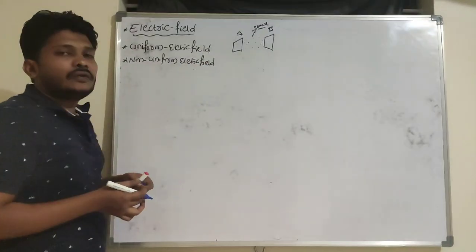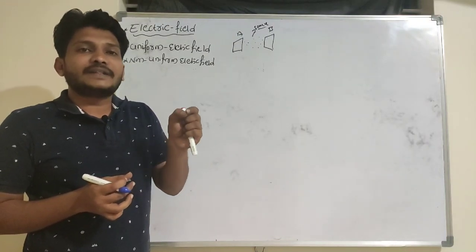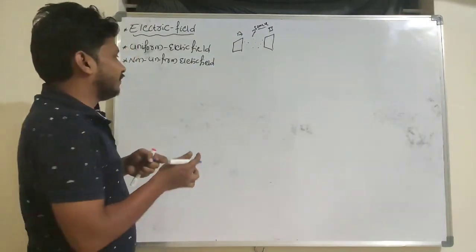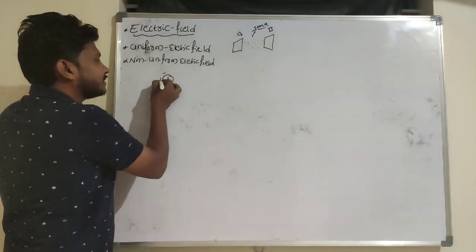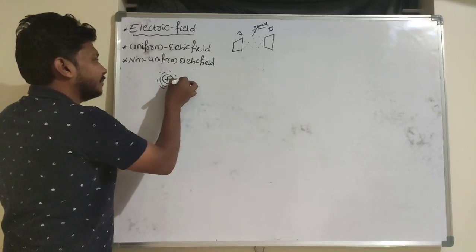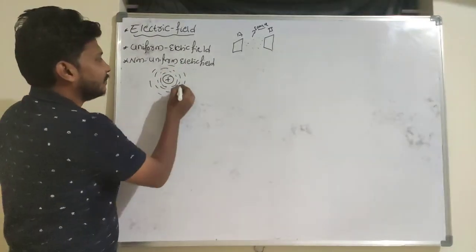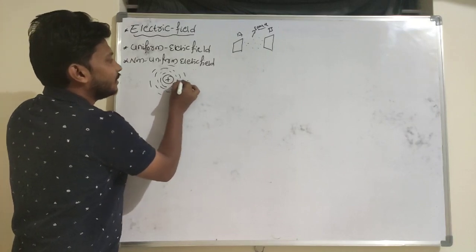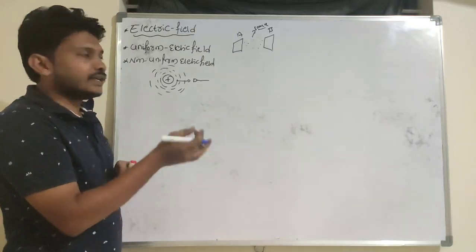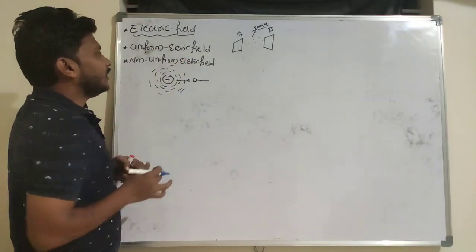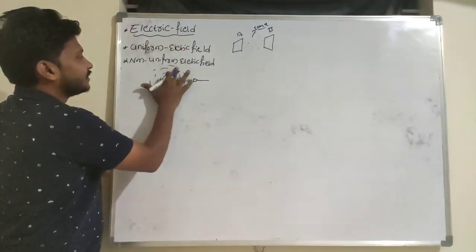So what is a non-uniform electric field? A non-uniform electric field means the strength is different at different points. For example, if I take a positive charge, it influences a certain area. If I take a point here, the field value goes on decreasing, or the field value keeps changing. Such a kind of electric field I will name a non-uniform electric field. So hope you understand.